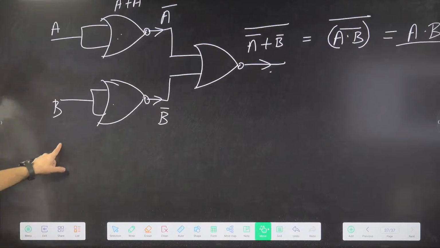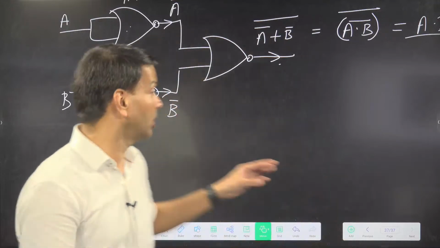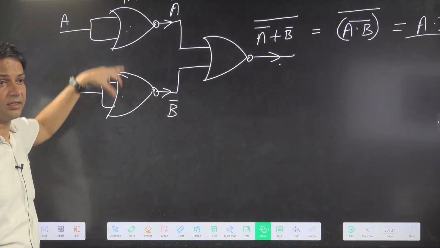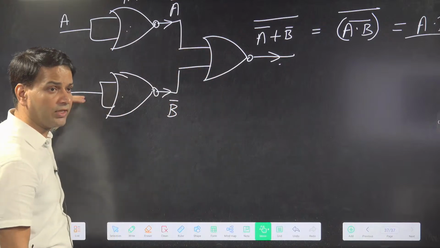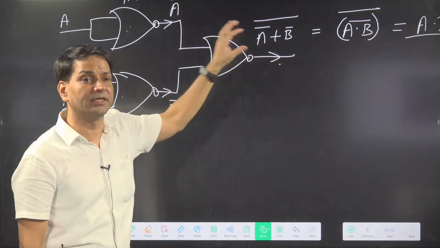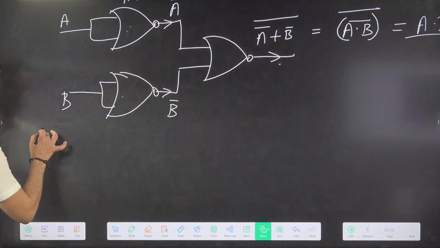Now same case, suppose you want to make the OR gate by using NAND. So all these gates you will replace by NAND gates, and take A and B. So here you will get A plus B. So NAND gets converted into the OR.